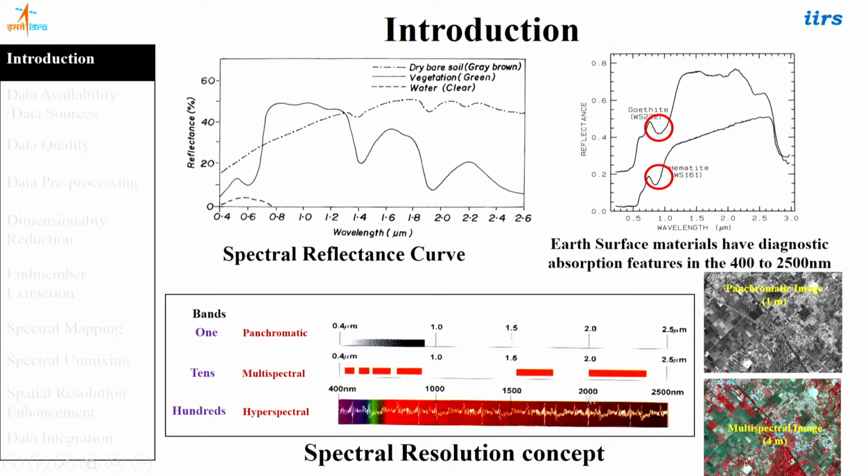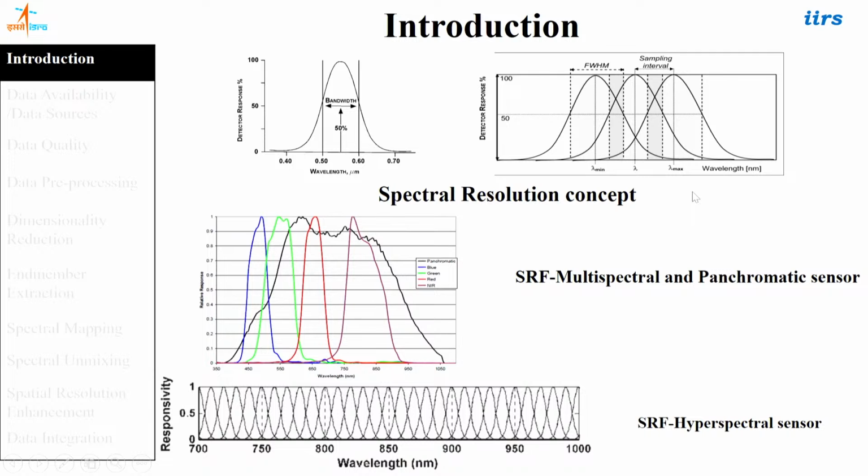With multispectral band, it is little easy to differentiate the feature on the basis of color because the reflectance curve will be little better. But in case of hyperspectral, the reflectance curve will be in more detail. You can differentiate, like here you can see two iron minerals are there. Can differentiate it very clearly. So for that, how we are getting that many number of bands or hundreds of bands in hyperspectral data? So for that, you should understand spectral resolution.